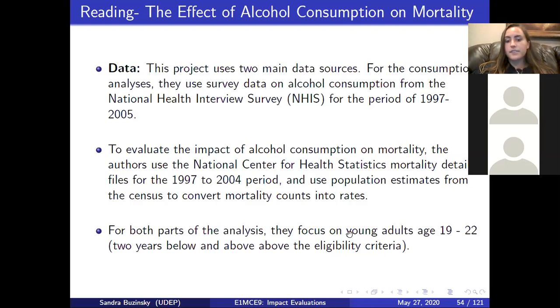So for the analysis, they're focusing on young adults aged 19 to 22. So that would be their bandwidth, right? If the cutoff is your age, I couldn't think of the word age. Your age equals 21, they have only the window between 19 to 22. That's like 2 years on each side, right? 19, 20, and then 21, 22.